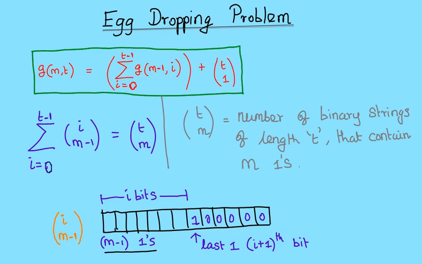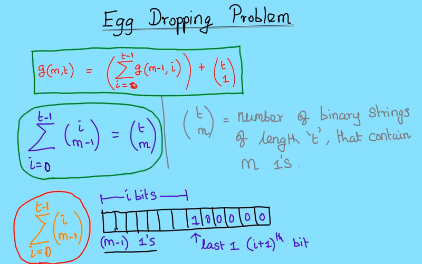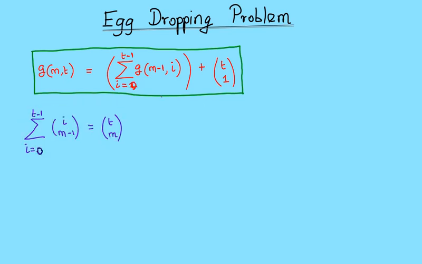So the total number of binary strings of length t with m ones is summation of i choose m minus 1, where i ranges from 0 to t minus 1. So this summation again gives the number of binary strings of length t with m ones. Hence by double counting, this summation is equal to t choose m. Now we have everything in place. From the base case we know g of 1 comma t is equal to t, which is t choose 1.